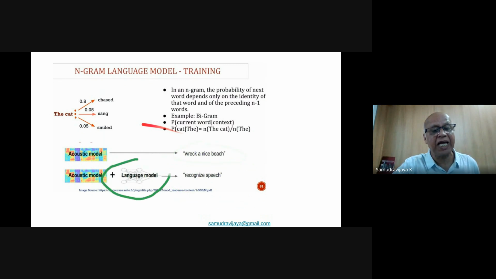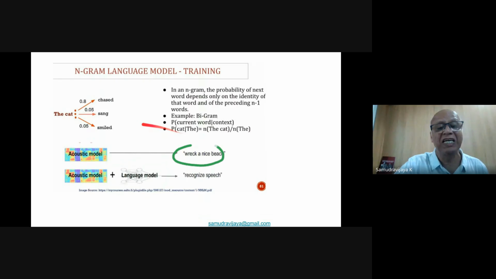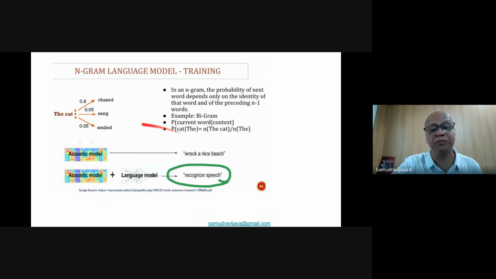But if you use a language model, which says this sequence of words is low probability, whereas the sequence of these two words is high probability, then using the linguistic information, the performance of the system improved. Therefore, a language model is also used.